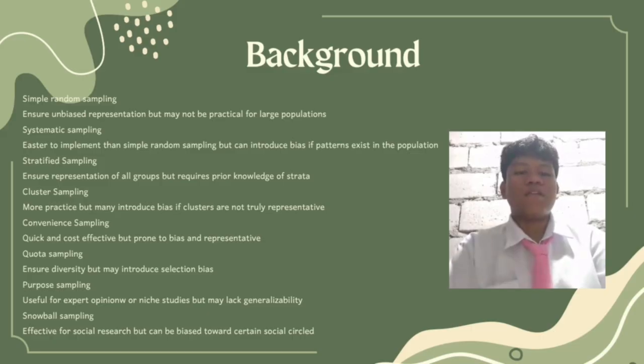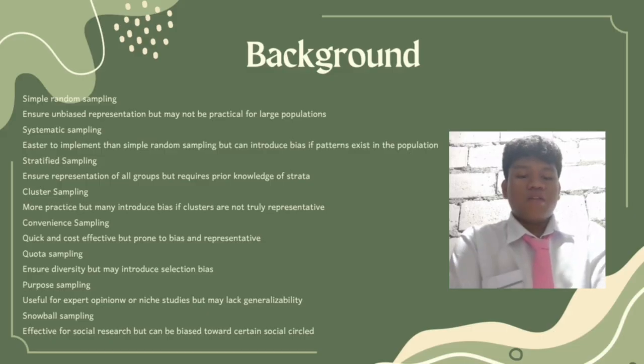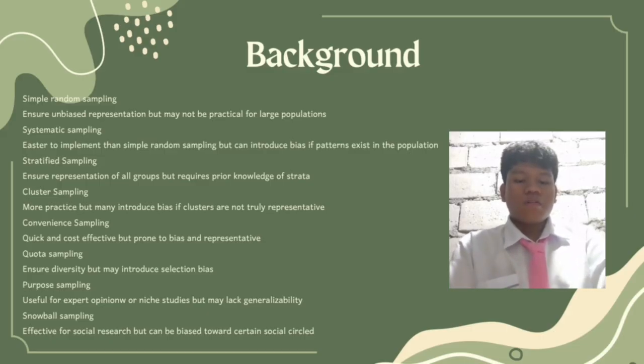All the sampling techniques and their key points. Number 1. Simple random sampling. Ensures unbiased representation but may not be practical for a large population. Number 2. Systematic sampling. Easier to implement than simple random sampling but can introduce bias if patterns exist in the population. Number 3. Stratified sampling. Ensures representation of all groups but requires prior knowledge of strata. Number 4. Cluster sampling. More practical but may introduce bias if clusters are not truly representative.